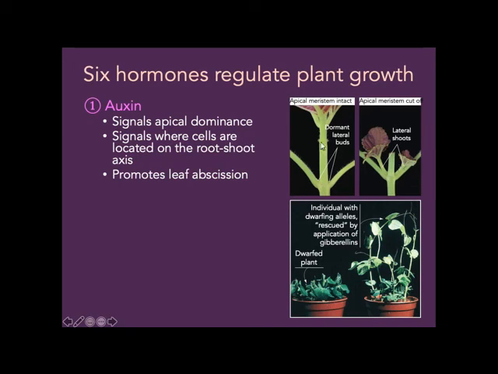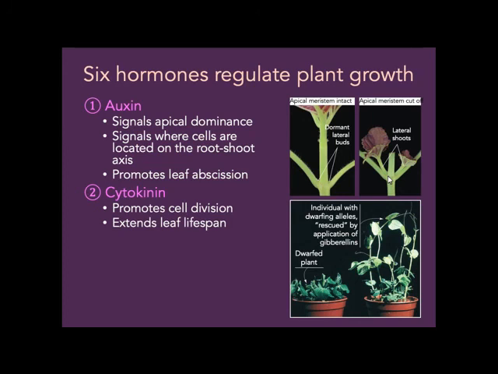So if you cut off the top, the tip is not sending auxin down anymore, and then these lateral shoots, or axillary buds, are not being repressed, and they form lateral shoots. Yeah, so auxin signals where the cells should be on the root shoot axis. So when the plant is growing, it tells the plants, you're the root and you're the shoot. And it also is involved in leaf abscission, so we'll come back and talk about that in a bit.